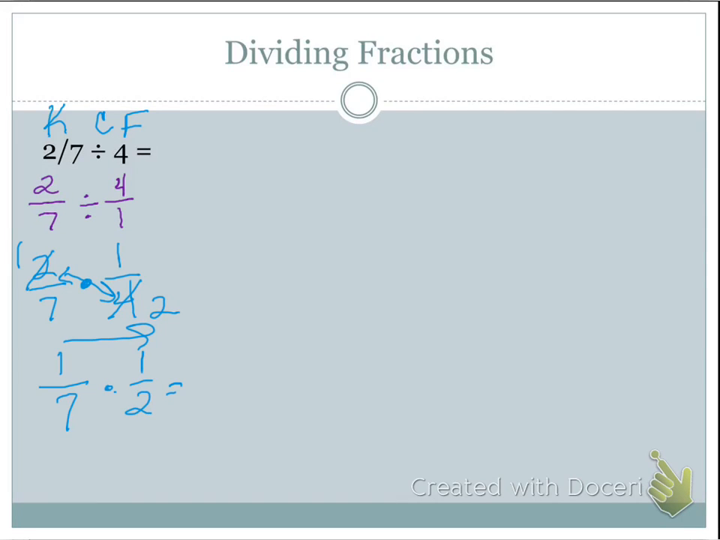Multiply across. 1 times 1 is 1. 7 times 2 is 14. And I get 1/14.